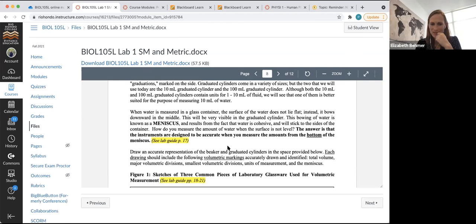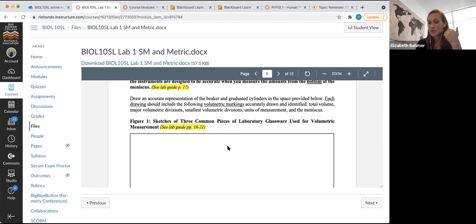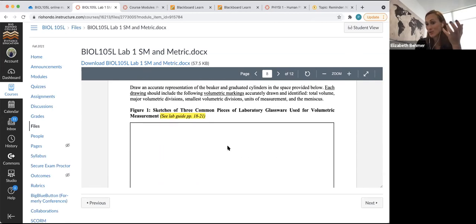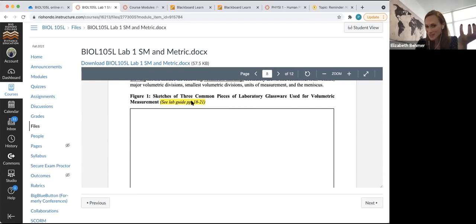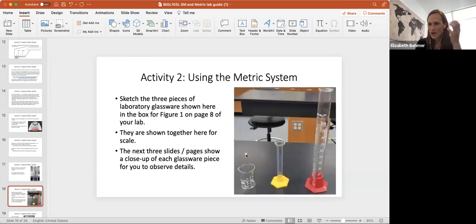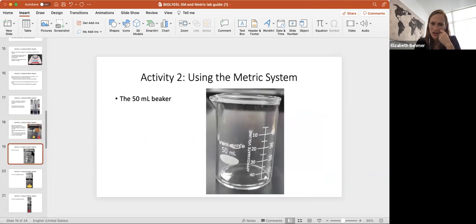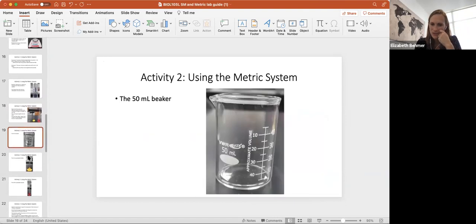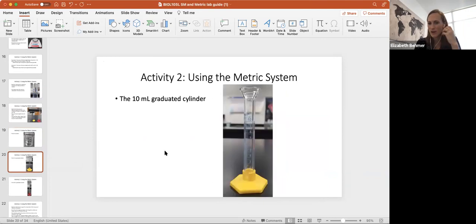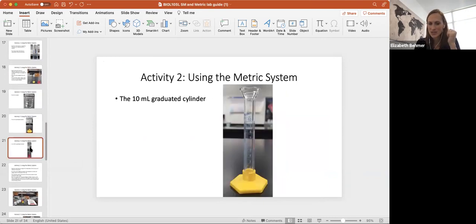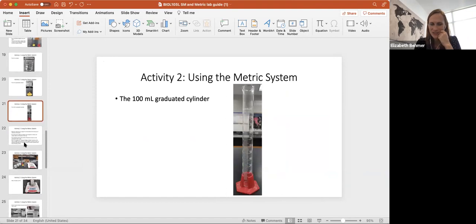It takes you through what a meniscus is and how to measure it. It asks you to draw 3 common pieces of laboratory glassware. And you can use that picture that I just showed you from the lab guide to draw those 3 very basic pieces of laboratory glassware. You can also use these pictures to have a closer look. That's a 50 milliliter beaker, so you can practice drawing that. You can add the lines in with the measurement numbers. You could practice drawing the 10 milliliter graduated cylinder and the 100 milliliter graduated cylinder.